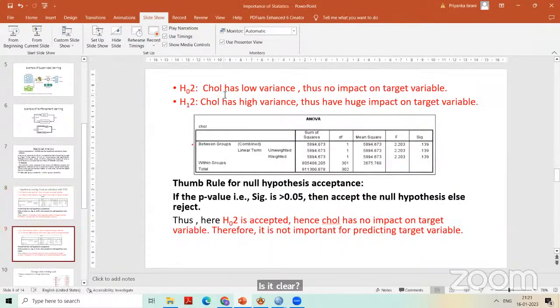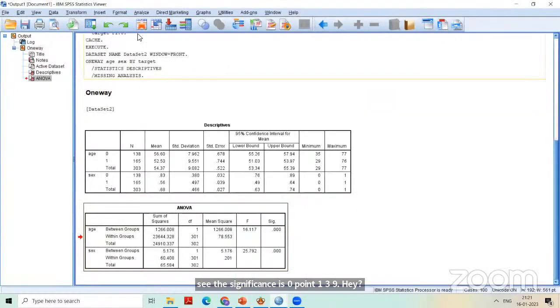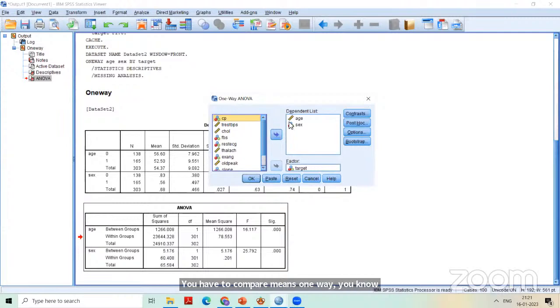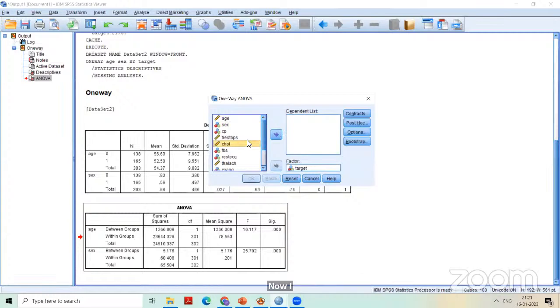For the second hypothesis, I have taken cholesterol. Same as before, we have two hypotheses, the null hypothesis and the alternate hypothesis. The null hypothesis says cholesterol has low variance and no impact on the target variable. Now you can see the significance is 0.139. When performing the ANOVA analysis for cholesterol, you have to again go to Analyze, Compare Means, One-Way ANOVA. I have to select cholesterol from here. Okay.